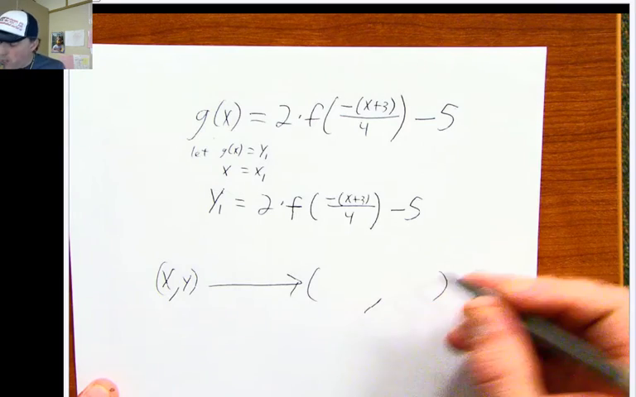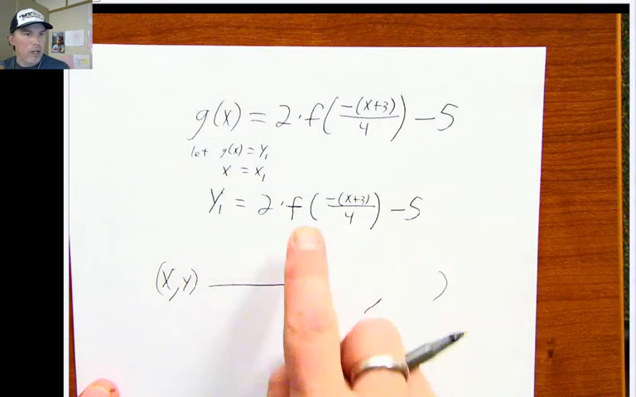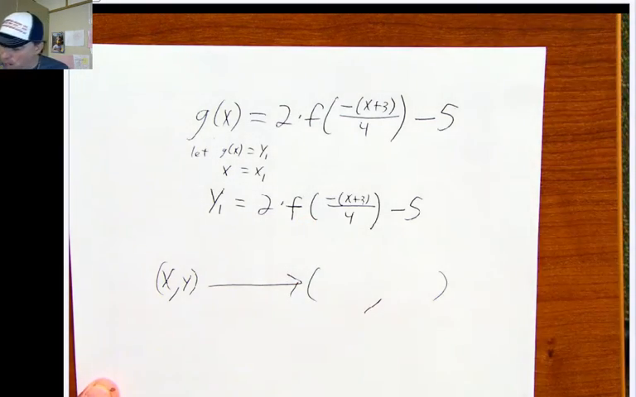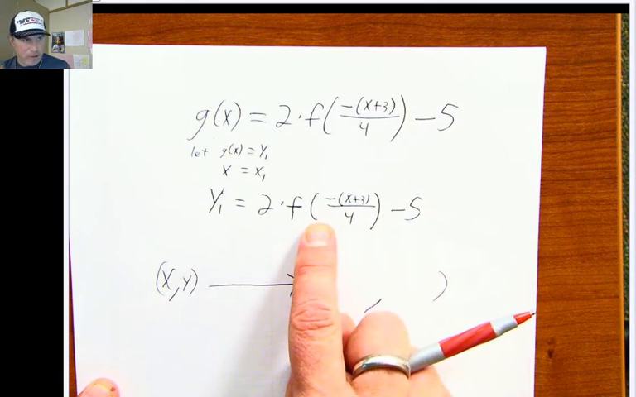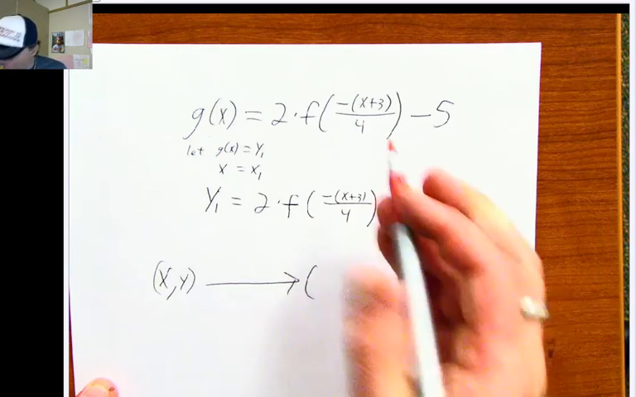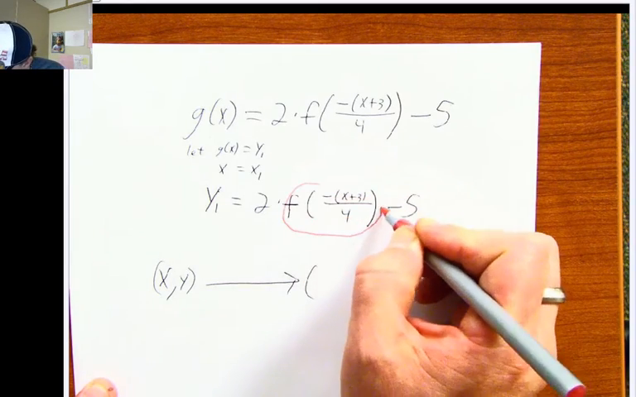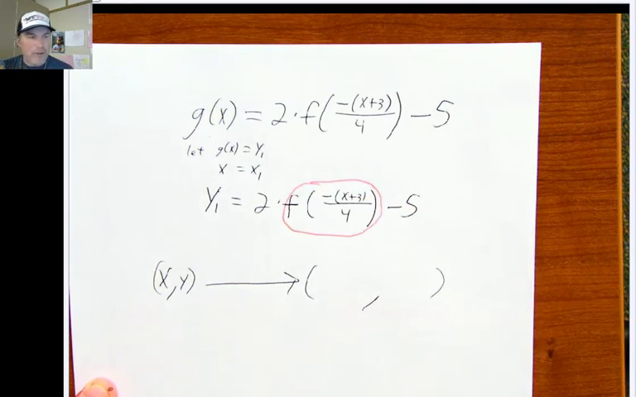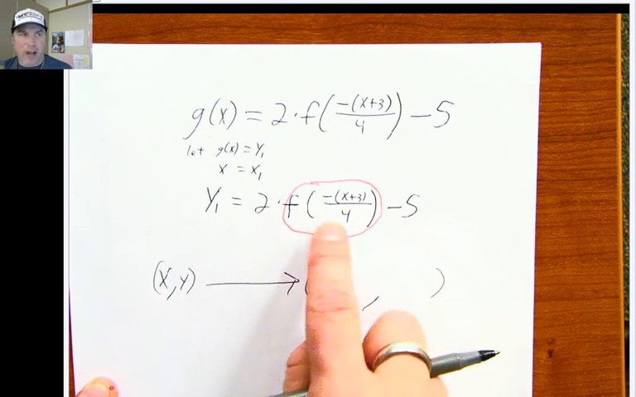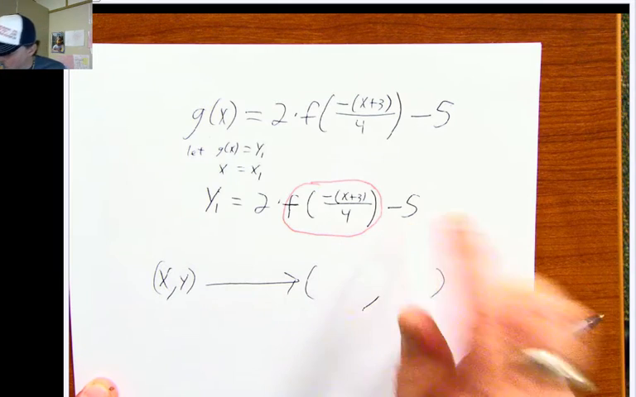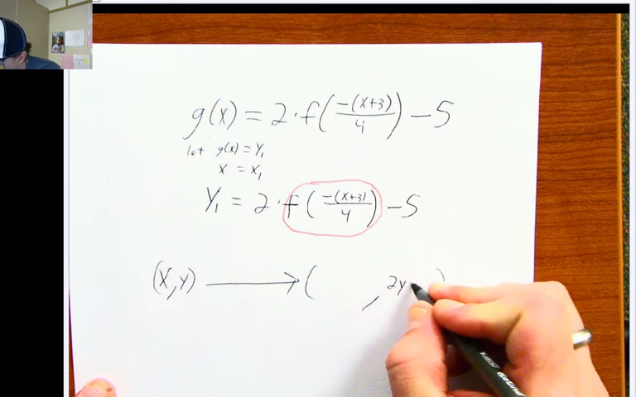So circle the function part, because this is our composite function. We have this function, 2 times some function with some stuff minus 5. This is the function stuff. And how do you figure out what the y is equal to? 2 times the function minus 5. So 2y minus 5.